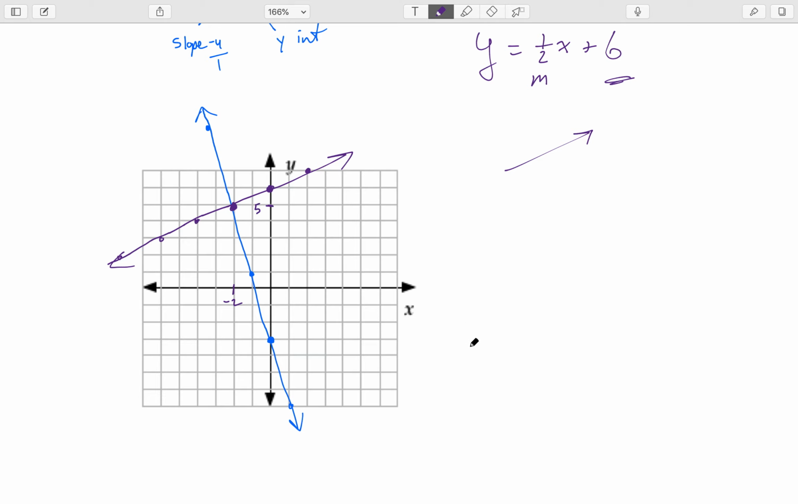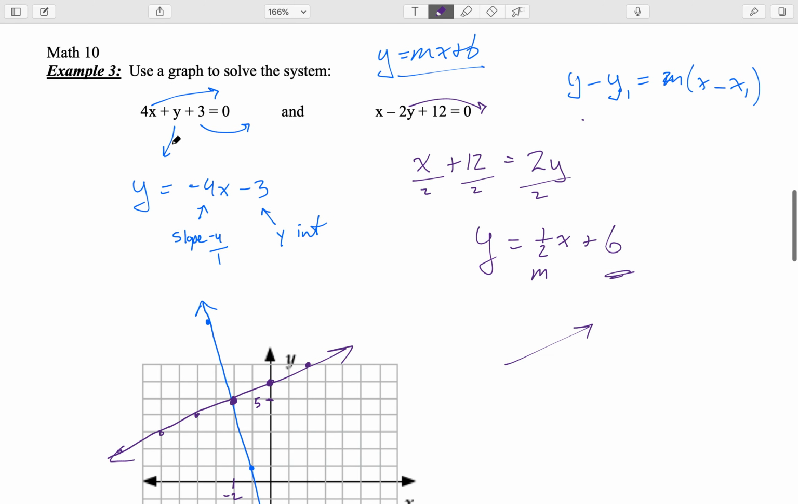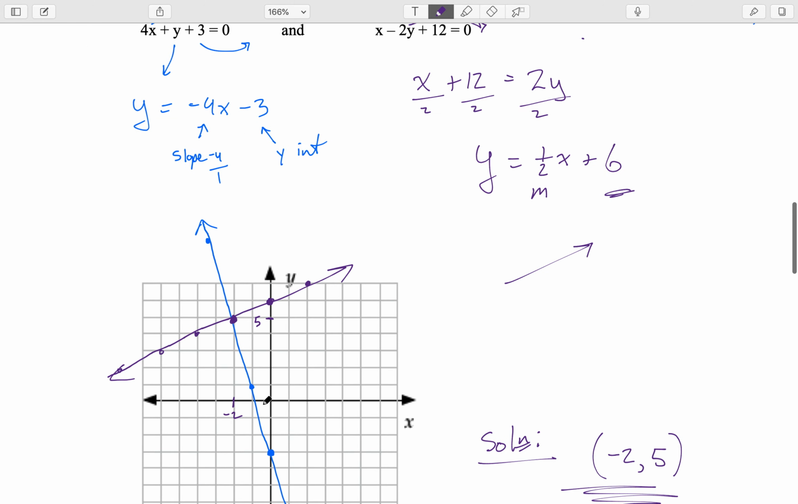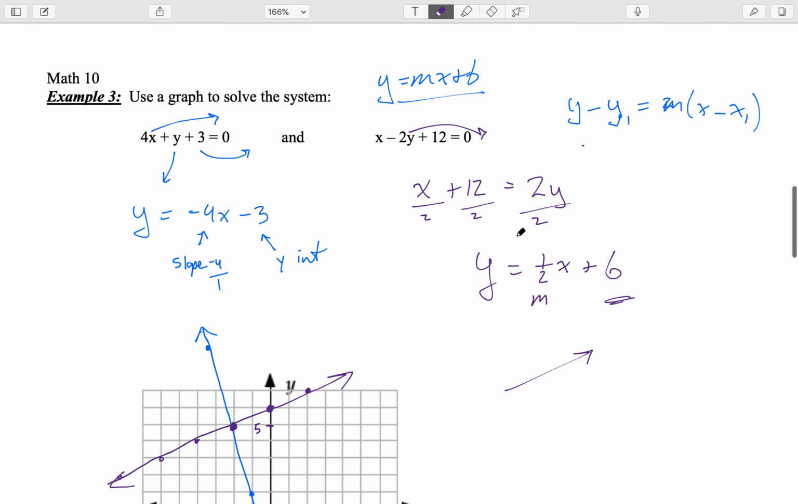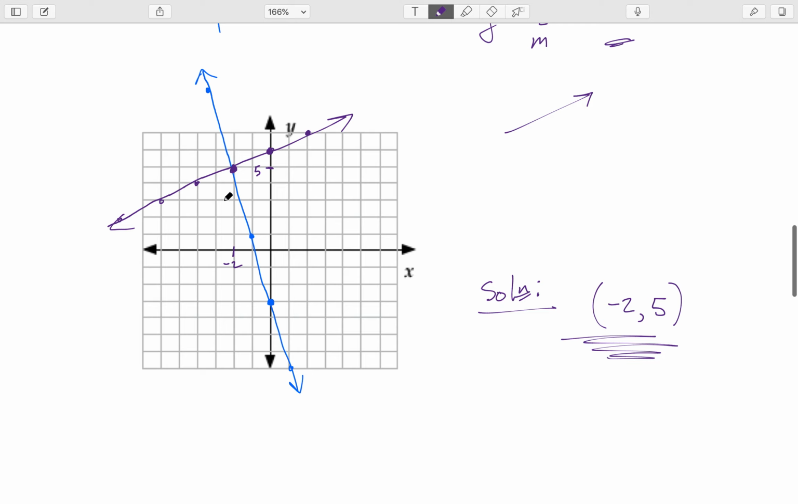So make sure you answer the question. Here's the answer. The solution is actually the x and y value. So the x value is negative 2, and the y value is positive 5. So that's the solution. Quite often a question like this is going to be worth 3 marks. Basically 1 mark for getting this correct line, 1 mark for getting this correct line. And then a lot of people forget to actually answer the question.